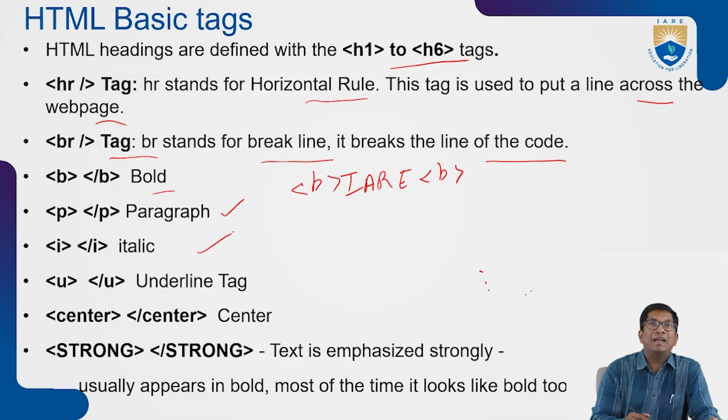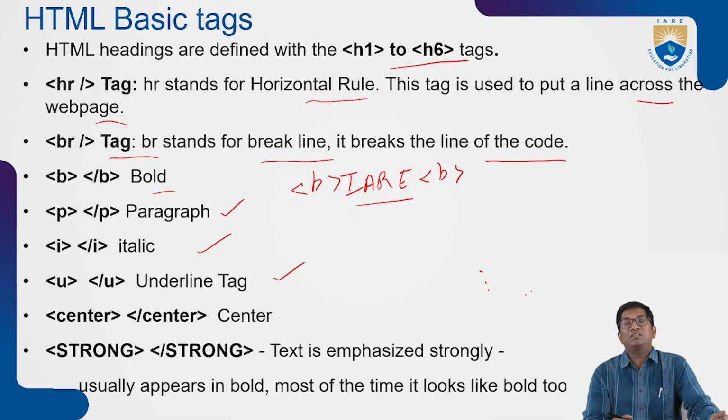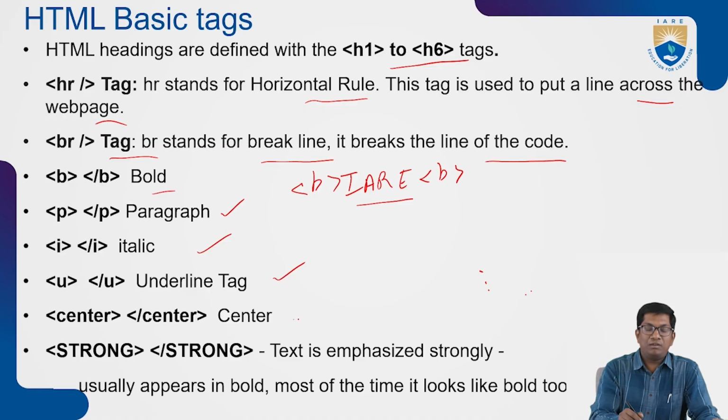Next we have the I tag, italic. It applies the italic font feature and changes the content to italic form. Next, the U tag, underline. If you want to underline the important text, then you have to use the U tag. Next, if we want to display the content in the center of your web document, then use the center tag.